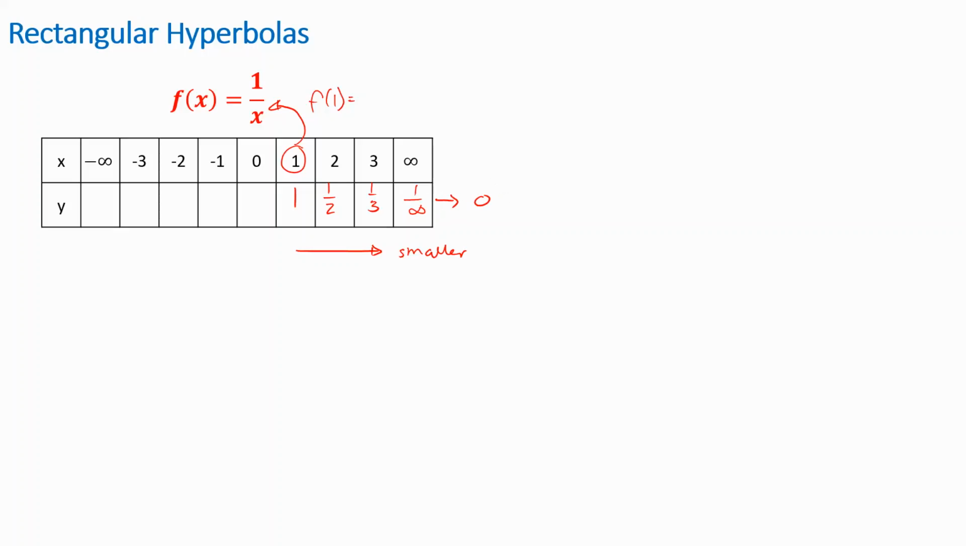Okay? And then let's have a look at the negative direction. If I had negative 1, that would give me negative 1. Negative 2 will give me negative 1 on 2. Negative 3 will give me negative 1 on 3. And similarly, it's now in the negative direction, but it's also still getting smaller. The value is still getting smaller. So you'd say this is now approaching 0. So in both directions, it seems like you're approaching 0.